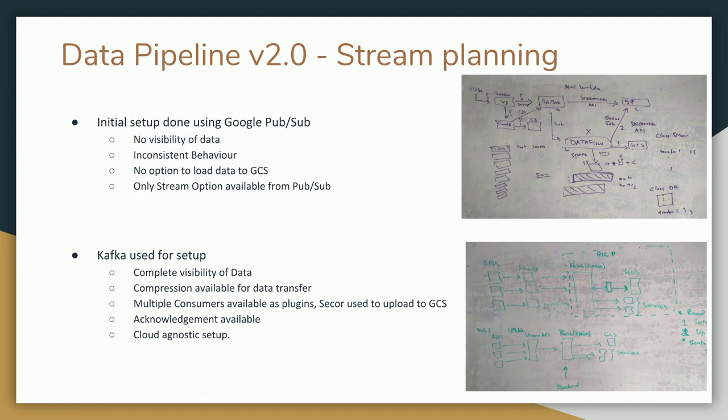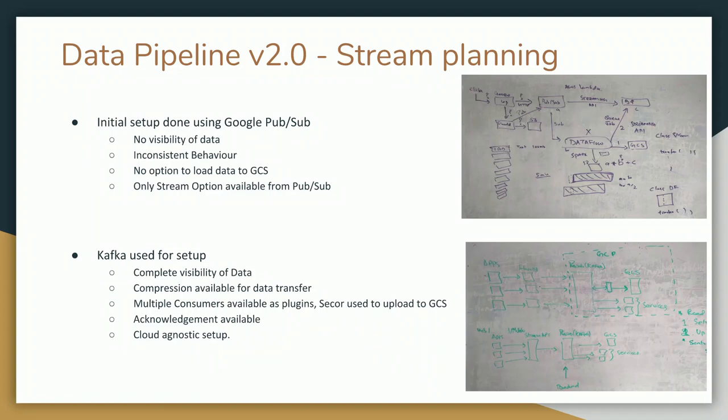Similarly, there are limited consumers for Google PubSub. At that time, you could only write a Dataproc job to pull data out of it, another Google service. So it's like a vendor lock-in. But for Kafka, there are a lot of different consumer services available that you can connect to pull out data for your use case. Something we use is Secor. It's a Pinterest-created service. It has plugins to upload data into S3, GCS, Azure, and a few other services as well. You can also use this to load data from Kafka into a Hadoop cluster, if you use that.